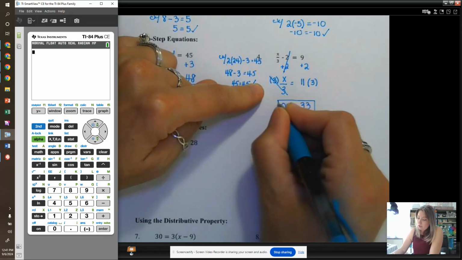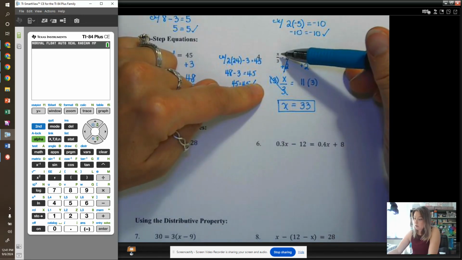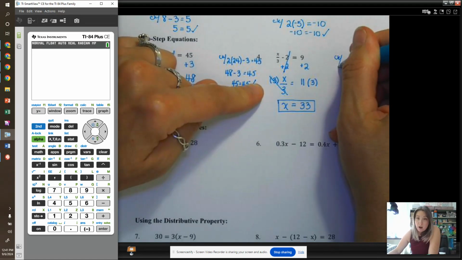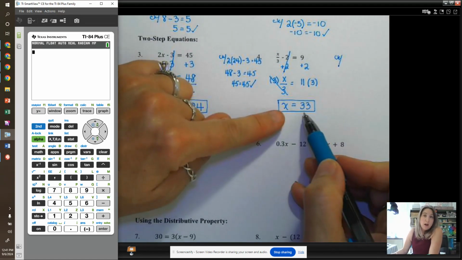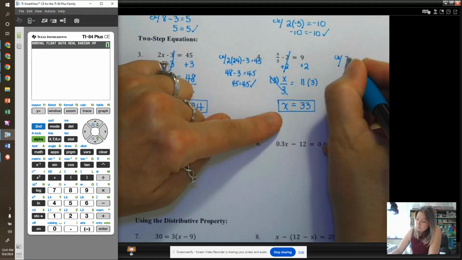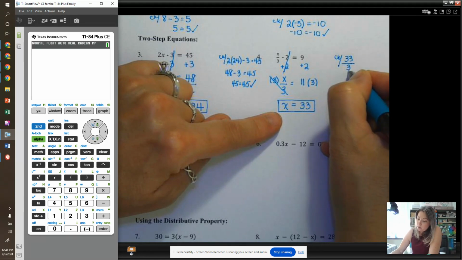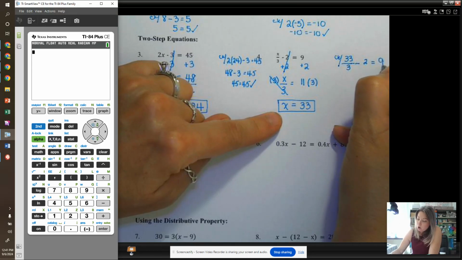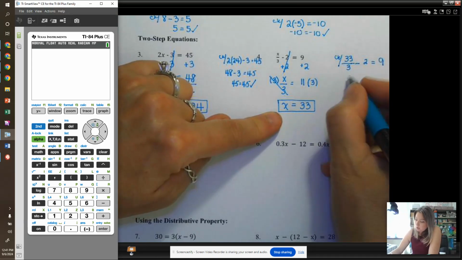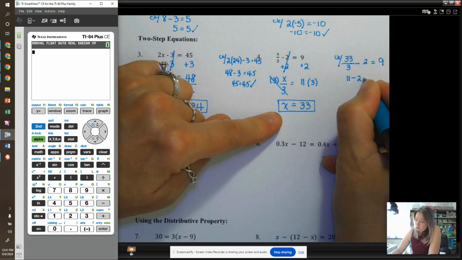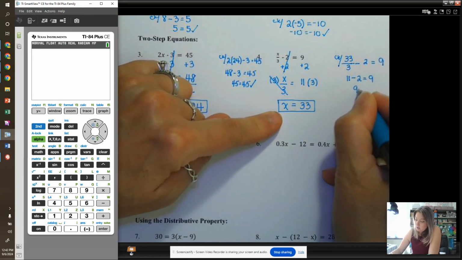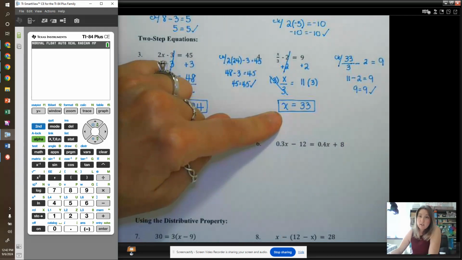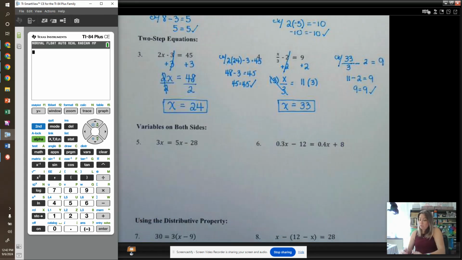So how do we check if x is in this fraction right here? Checking is still the same process where whatever you got for your answer for x replaces x in the original equation. So you have 33 divided by 3 minus 2 should give you an answer of 9. Well, what's 33 divided by 3? It's 11. 11 minus 2, that's 9. And there again is a check. So we're making sure we got the right answers.